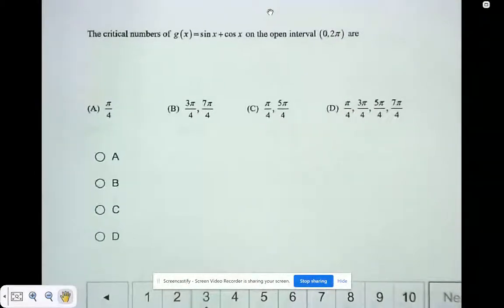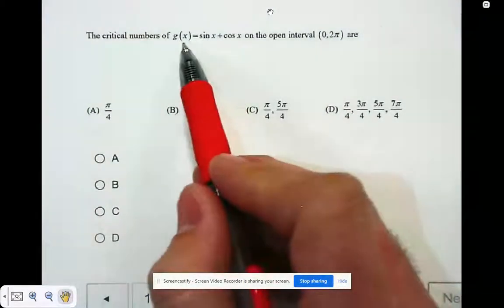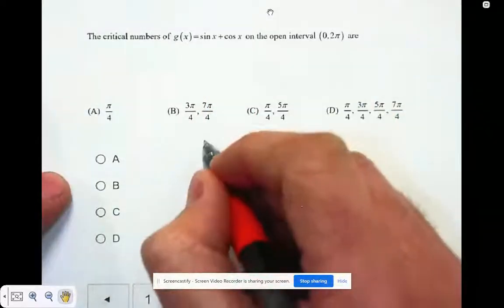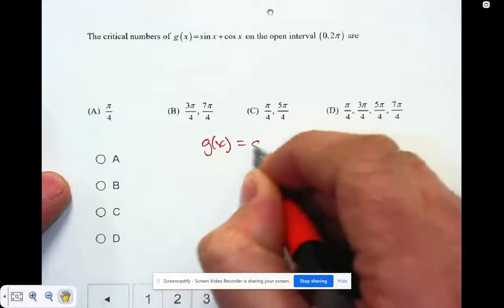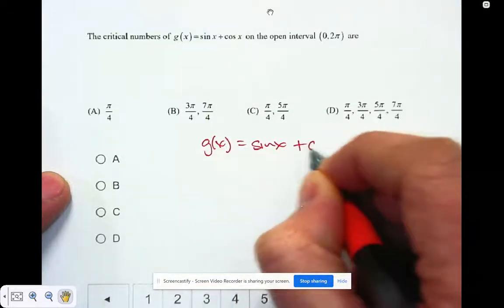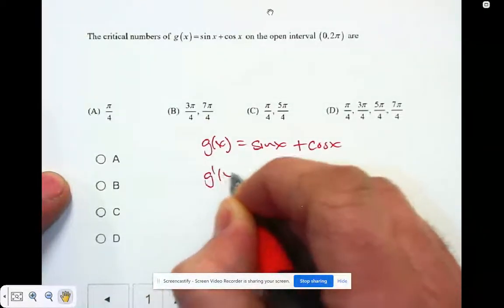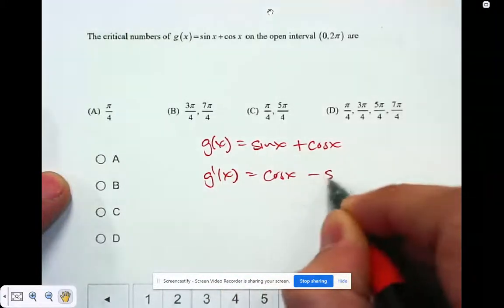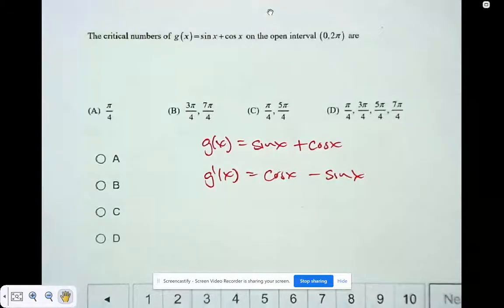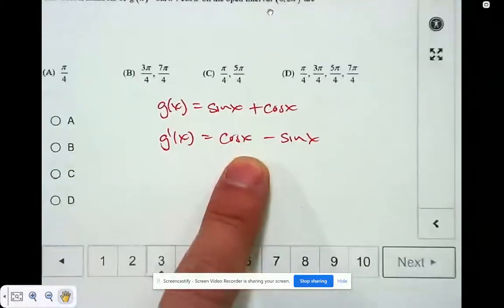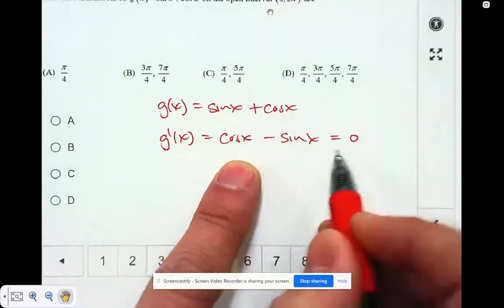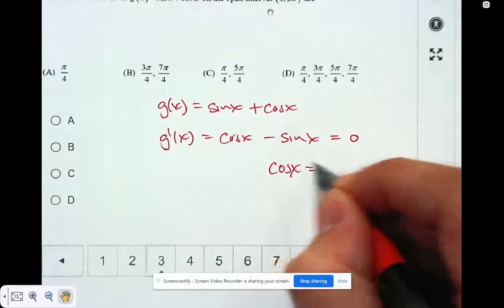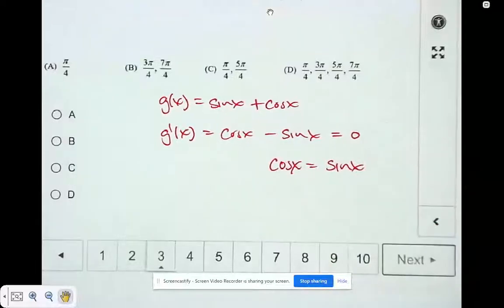Question number 3. The critical numbers of this function g, sine x plus cosine x, on this open interval. Okay, so critical numbers, if you have g(x) is equal to sine x plus cosine of x, g prime is going to be the derivative of sine, which is cosine, derivative of cosine, which is negative sine. Neither of these will be undefined. And so really what we're looking for is where are they equal to 0? Well, that happens when cosine of x equals, if you move that over, sine of x.